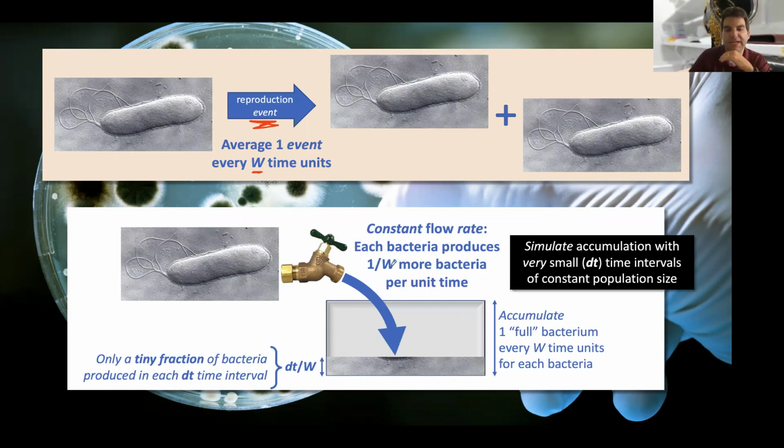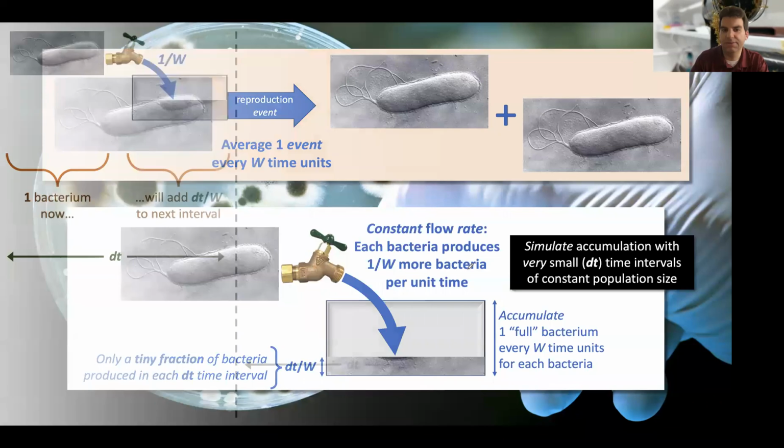And so each bacteria is reproducing at a rate of 1 over W, and then that means that every W time units, that constant flow of 1 over W accumulates another bacteria. So we have now turned the average behavior into a deterministic and constant behavior that goes smoothly over all time. And that's what made our models work. That's how we turned it into that.